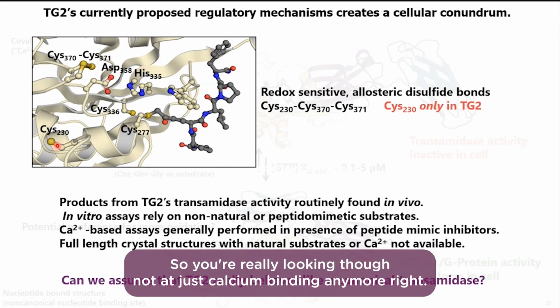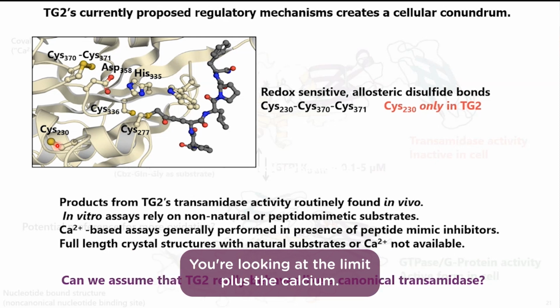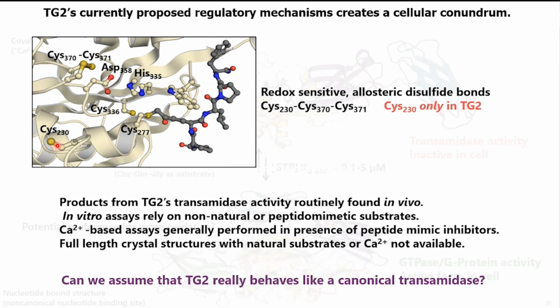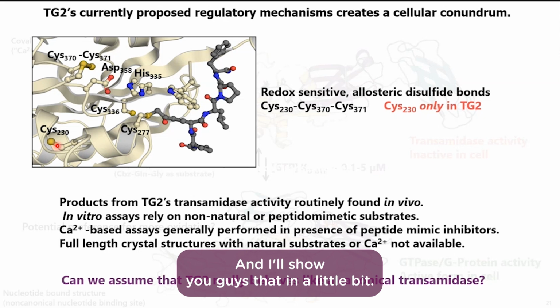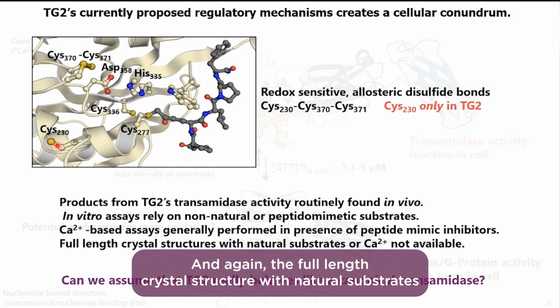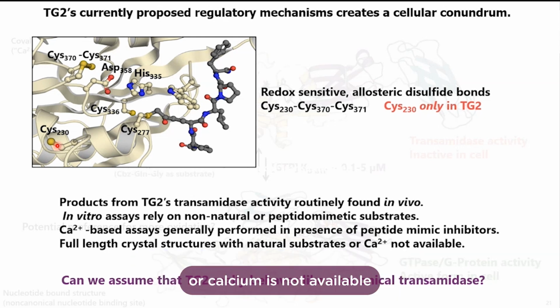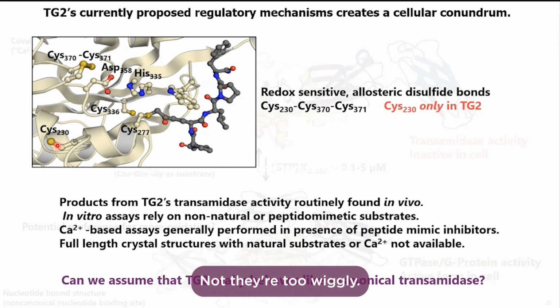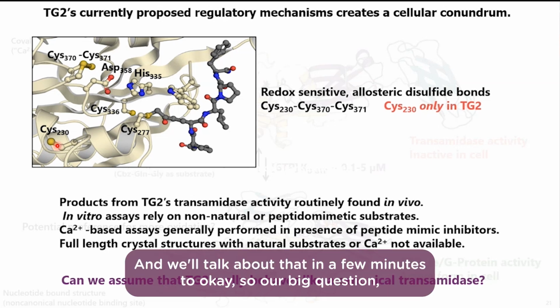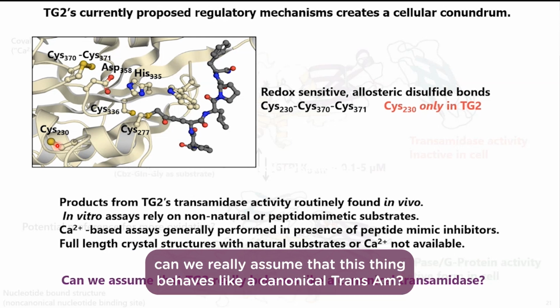So you're really looking, though, not at just calcium binding anymore, right? You're looking at the mimic plus the calcium. So we found a way around that, and I'll show you guys that in a little bit. And again, the full-length crystal structure with natural substrates or calcium is not available. The one structure that has calcium in, those two beta barrels are not there, too wiggly. We'll talk about that in a few minutes too. Okay, so our big question: can we really assume that this thing behaves like a canonical transamidase?